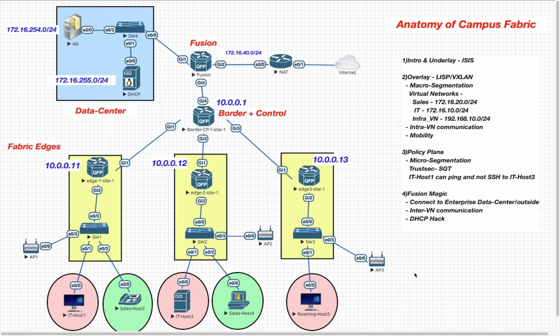So in this video, we'll do the last two sections. We will establish connectivity and do inter-VN communication, right? If that is the use case your organization needs, you can establish that as well, and we will look into how we can do that. So inter-VN communication, which means the IT host will be able to talk to the sales host. And finally, we'll also talk about how the campus fabric handles DHCP in the network. So with that context in mind, let's proceed.